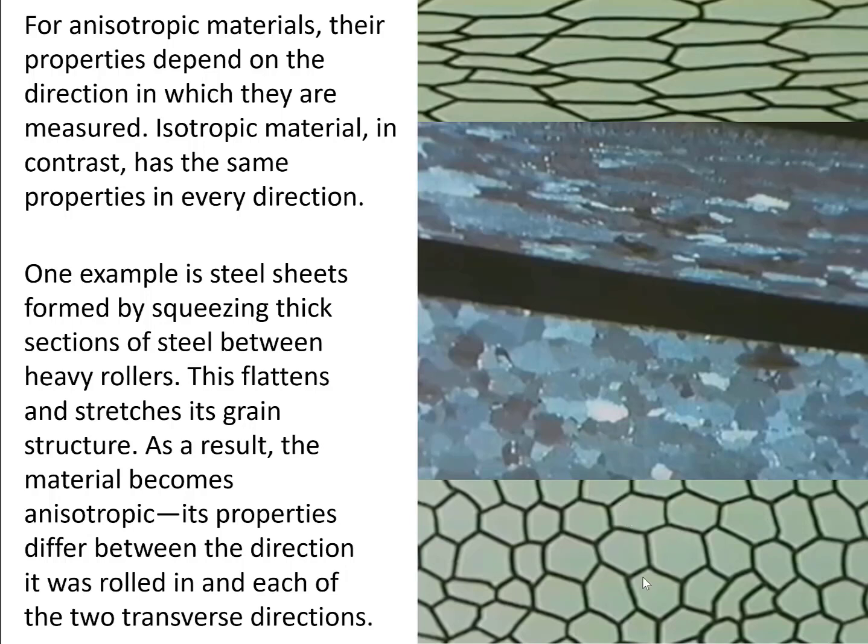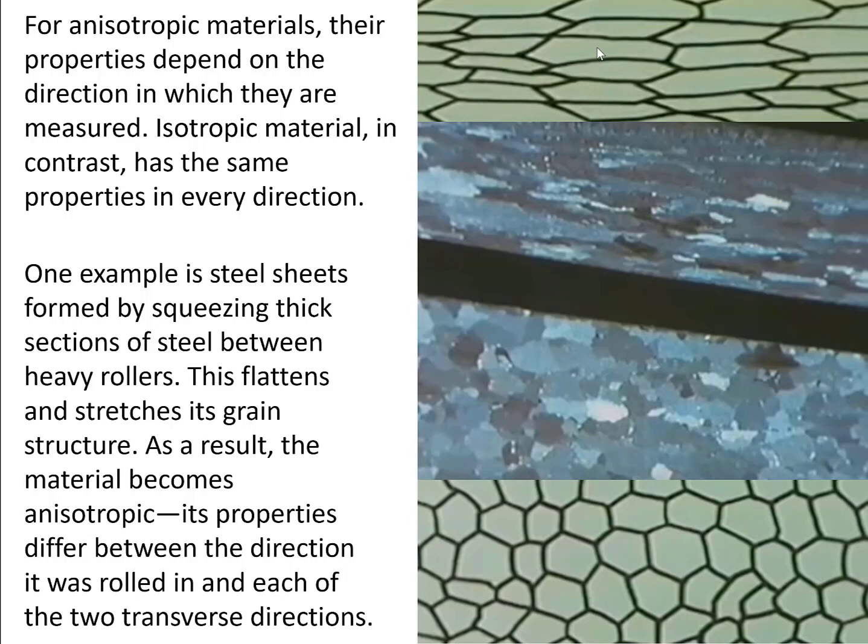This is the schematic illustration. This is the real picture. And here are the pictures for the grains after they go through heavy rollers. So you can see the grains are elongated in this direction. This is the schematic illustration. As a result, the material becomes anisotropic. Its properties differ between the direction it was rolled in and each of the two transverse directions.